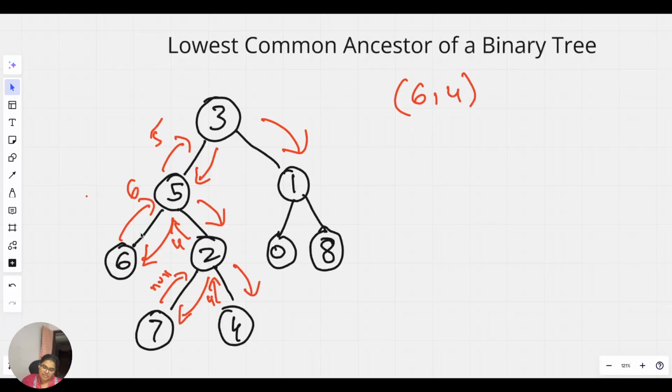Is 6 or 4 available here? No. But it has children. We'll go to the children. Is 6 or 4 available here? No. It's not available, so this will also return null.